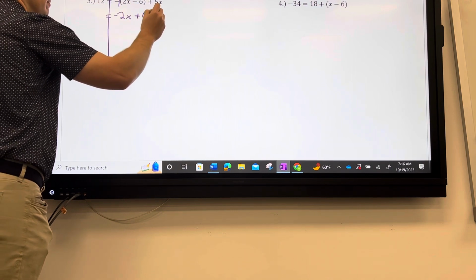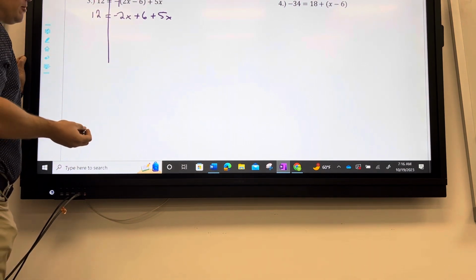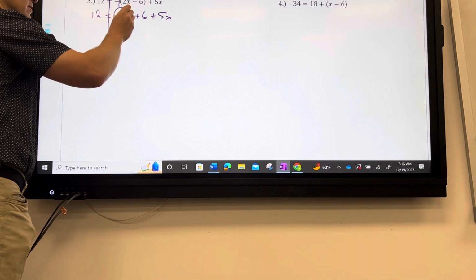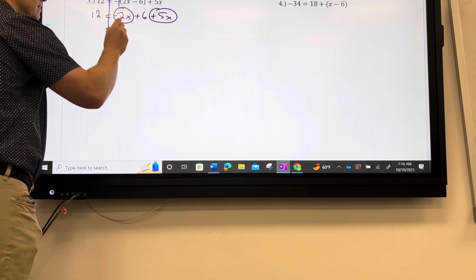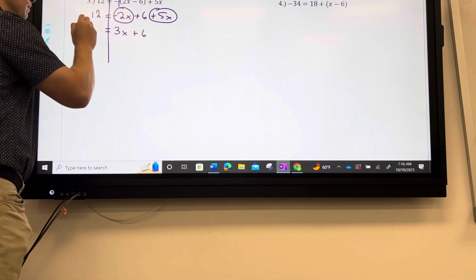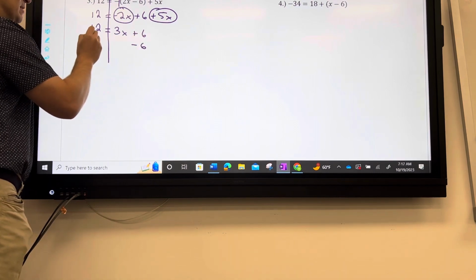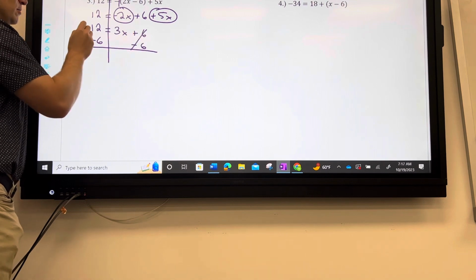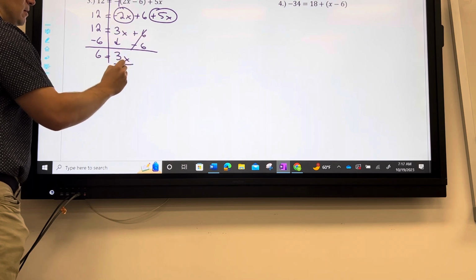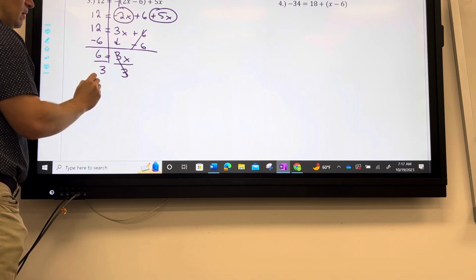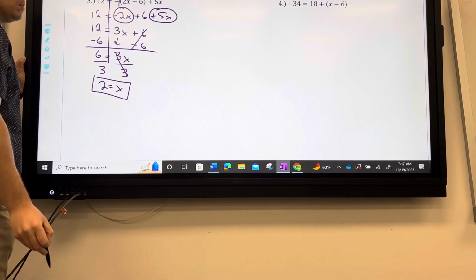The plus 5x drops. The positive 12 drops. And then you combine the like terms. The only pair of like terms in this one is the negative 2x and the positive 5x, which becomes positive 3x. The plus 6 drops. The positive 12 drops. Then you minus 6 and minus 6. That cancels. 12 minus 6 is 6. The 3x drops. And you divide by 3. 6 divided by 3 is 2. So x is equal to 2.